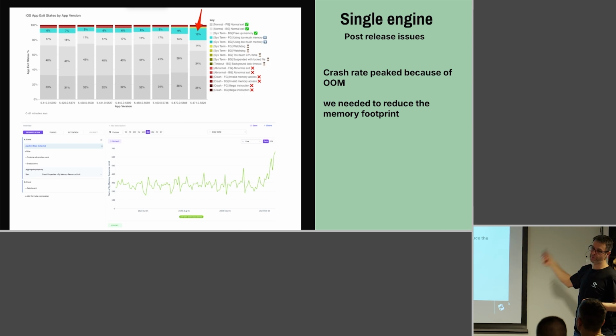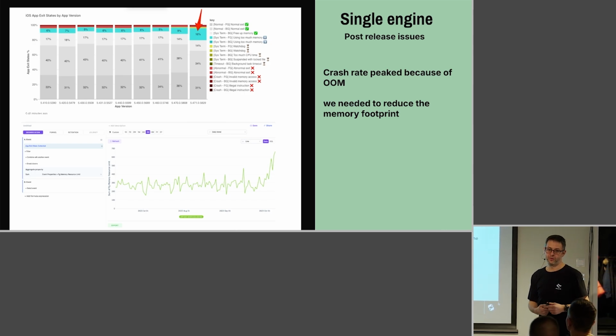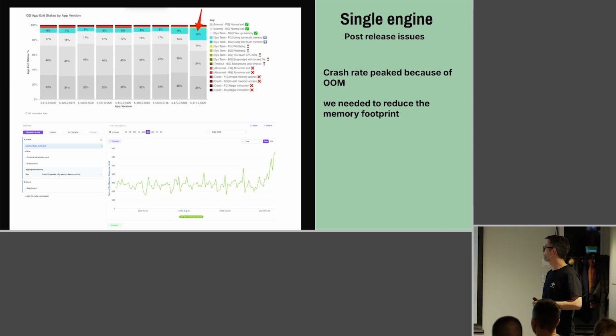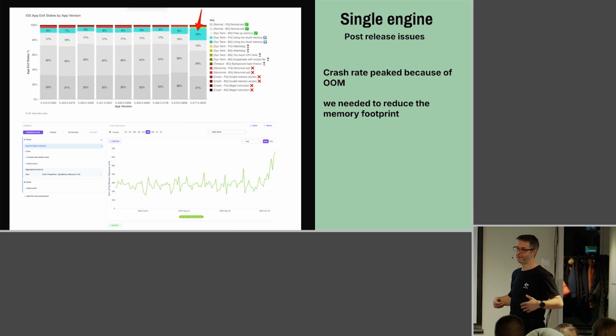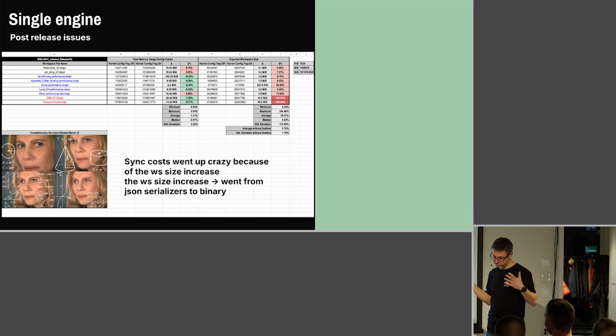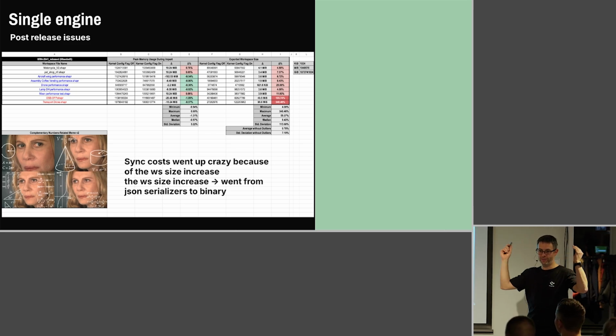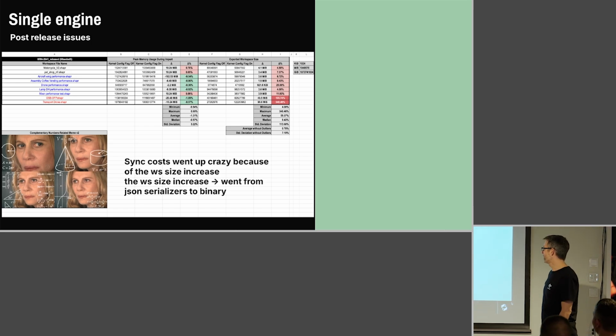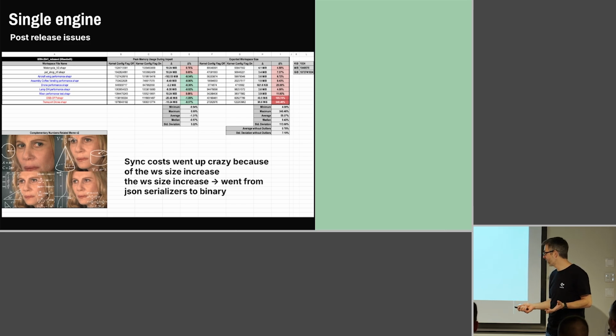And our crash rates peaked, because of out of memory issues when users started to open workspaces which were right on the limit before we deployed the new engine. So we needed to do something about that. And just in time, we got another request from our backend team that the sync costs went up crazy, because the workspace size is huge, as we found in our measurements, and we needed to address that too.